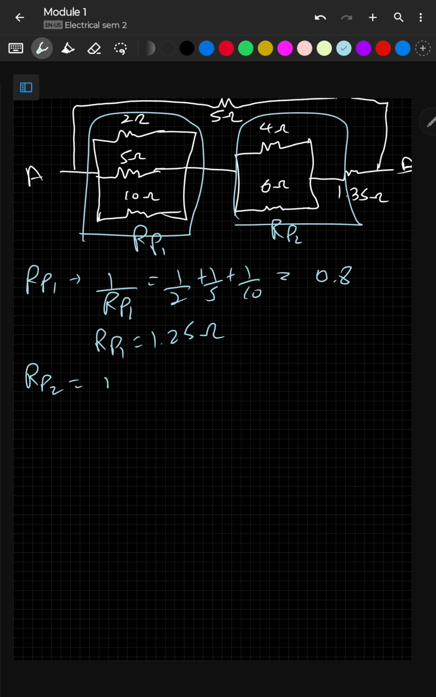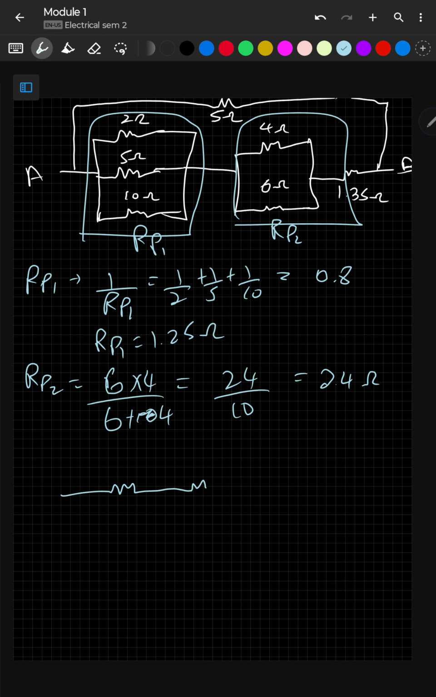Now RP2 similarly, this I can solve directly. First two resistors, 6 into 4 by 6 plus 4. That will be 24 by 10, that is going to be 2.4 ohms. So now let's redraw the circuit first. This is 1.25, this is 2.4, and this is 1.35, and this is 5 ohms.